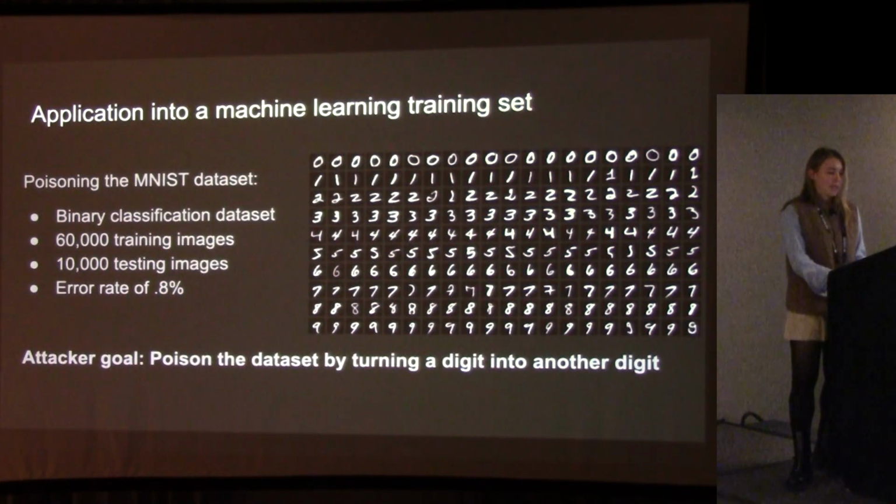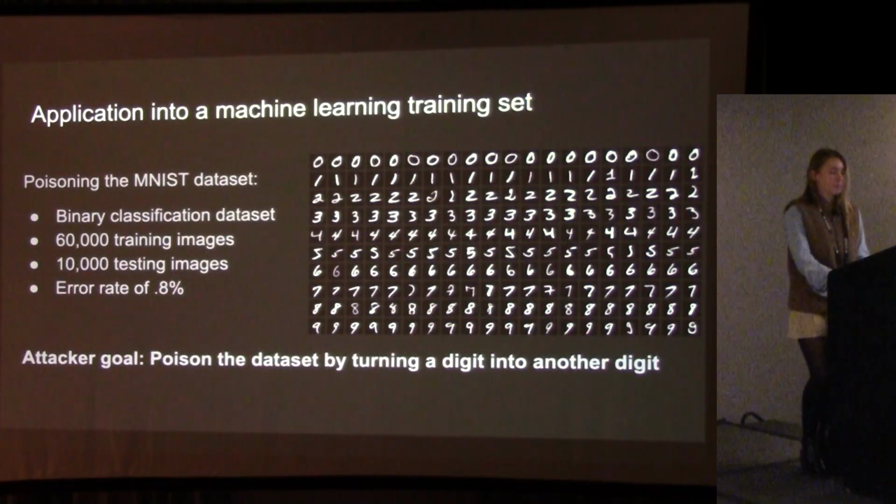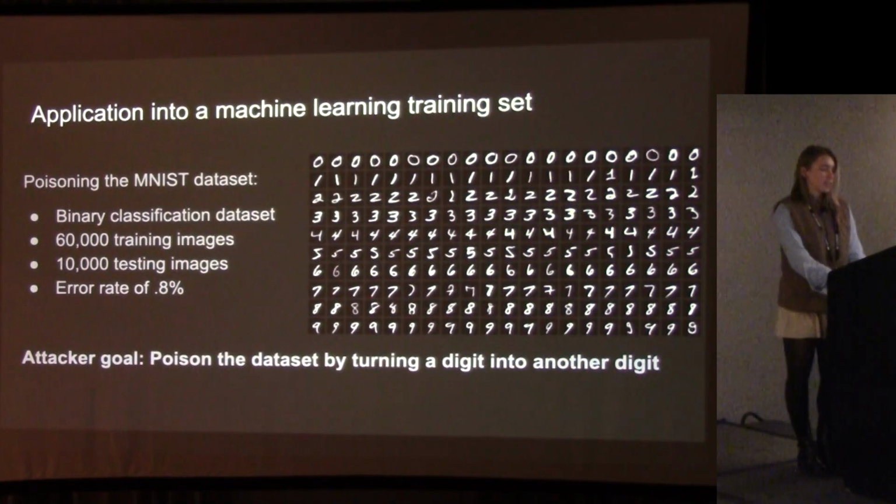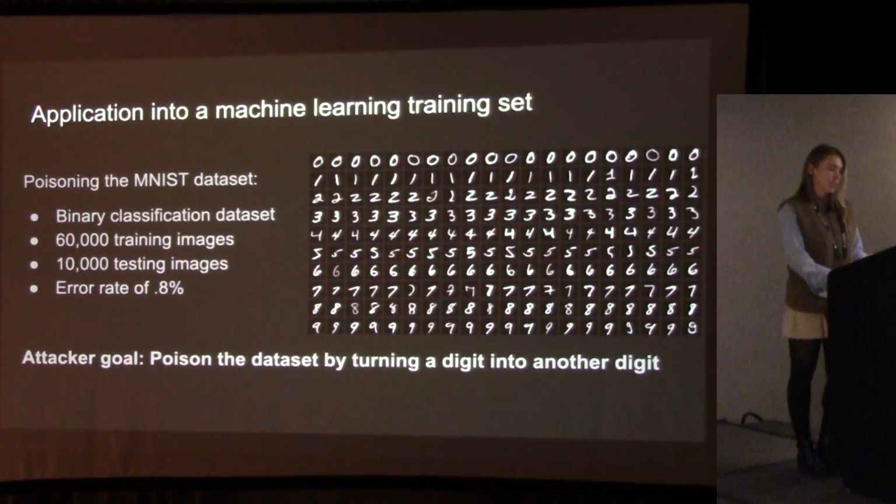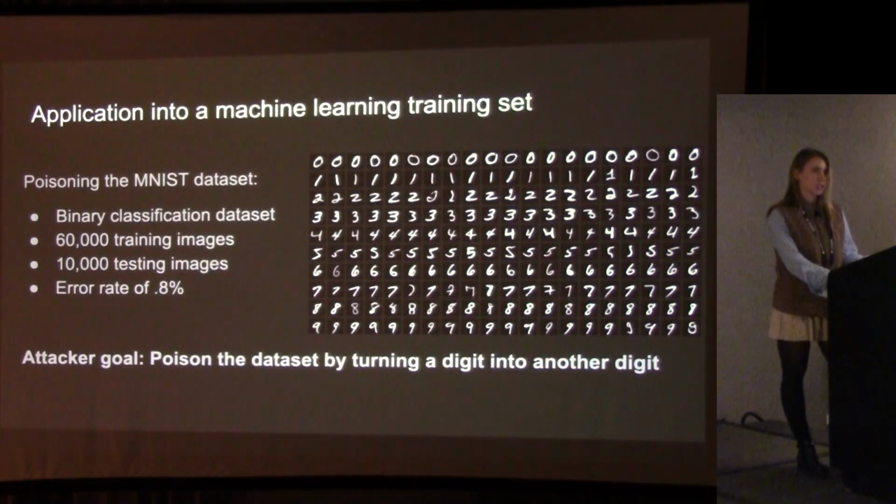We will poison the MNIST data set, which is a standard binary classification. Is this the correct number training data set? This data set has an error rate of 0.8%, which is why it is nice to experiment in terms of data poisoning. The goal of the attacker in this case is to poison the data set by taking a digit that the model will train on and change it into a different digit.